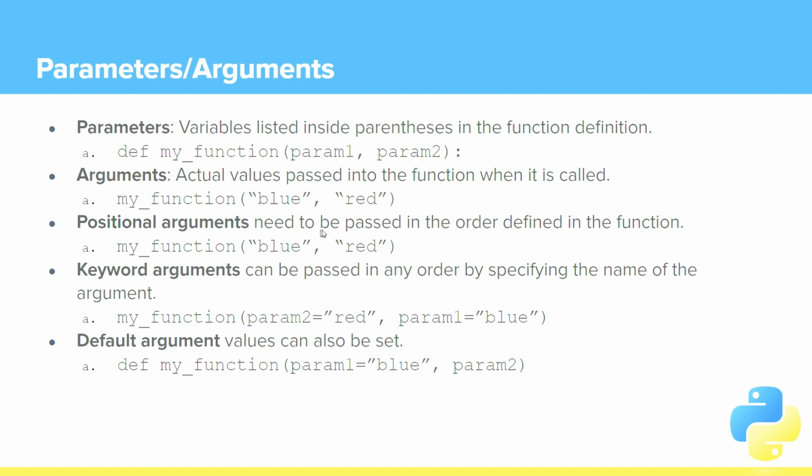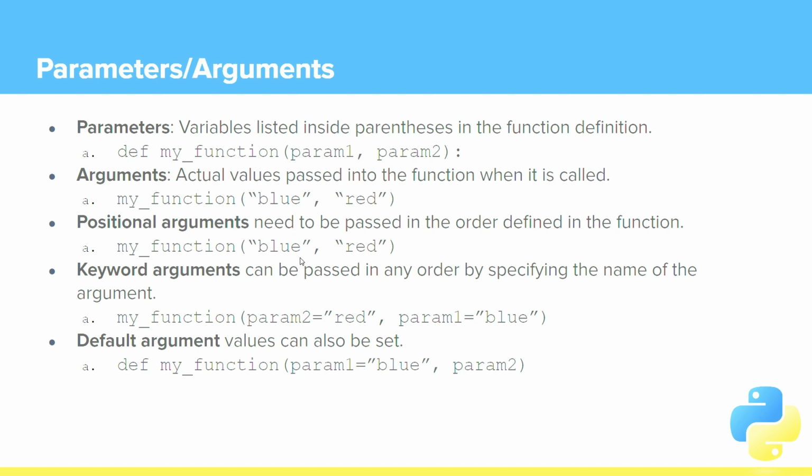Positional arguments need to be passed in the order defined in the function. So if we have up here, we define my function and then param1, param2. The first argument passed into the function when we call it will be param1. Within the function, the value of param1 will be the first argument passed in. The next argument, and we could have many arguments, will be param2, that second parameter, and so on. So that's just called positional arguments, and that's often how functions will work.